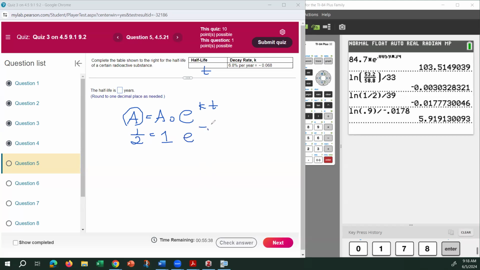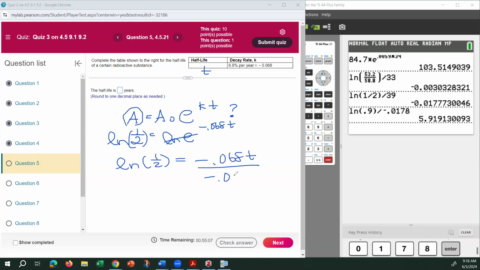e^(KT), where K is negative 0.068. We're trying to find the T value, or the time it takes for this amount to reduce by half. So again, we don't need the 1 there anymore. So we take the ln of both sides to solve for T. So ln of e is 1, so we have ln of 1/2 equals negative 0.068 T. Divide both sides by negative 0.068. Negative 0.068 cancels. And so that's going to be our T.